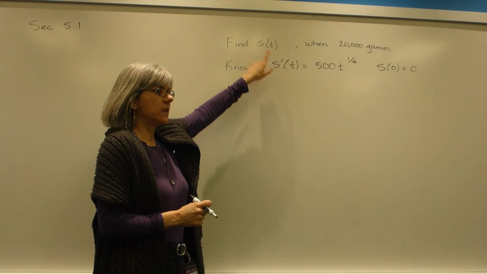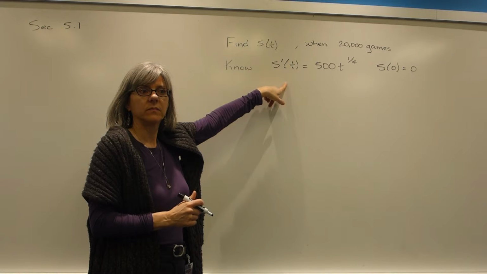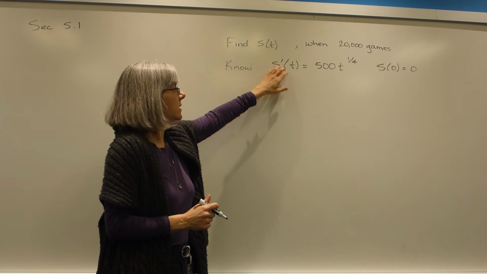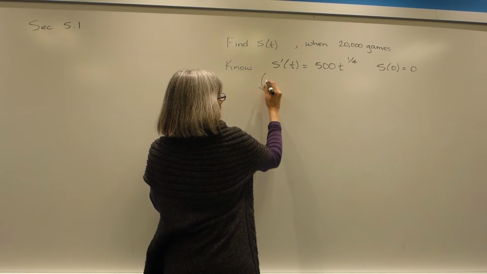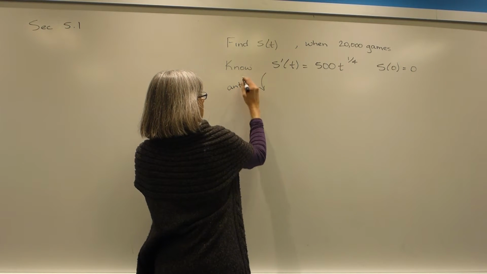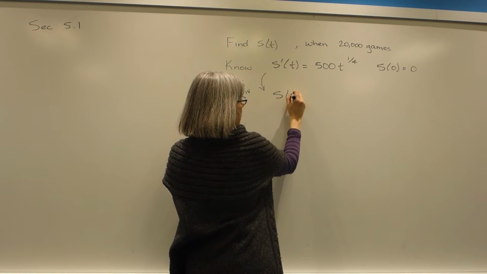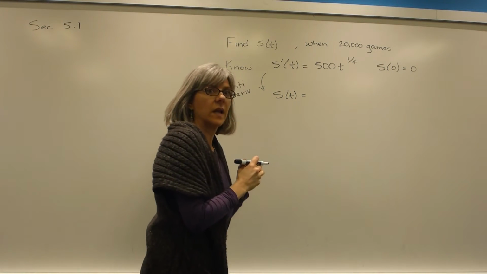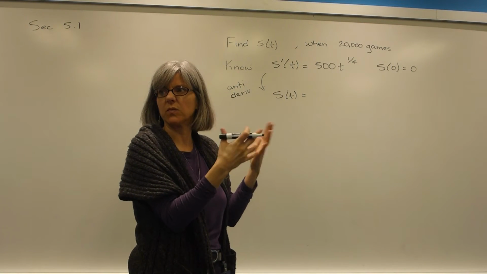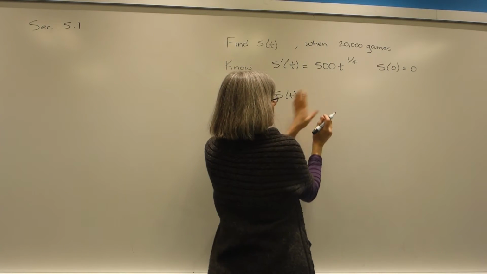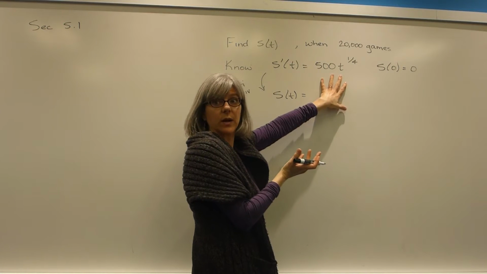So if we're trying to find S of t and we know S prime, what do we need to do? Antiderivative, right? If I've got the derivative and I want to go backwards, I need to do the antiderivative. Okay, so S of t on this side, antiderivative on that side. You can write the integral sign if you want to, you don't have to. That's just a reminder of what you're doing. So what would be the antiderivative of this? Is this in the proper form to do it? Yes. Yeah, that's a power rule.